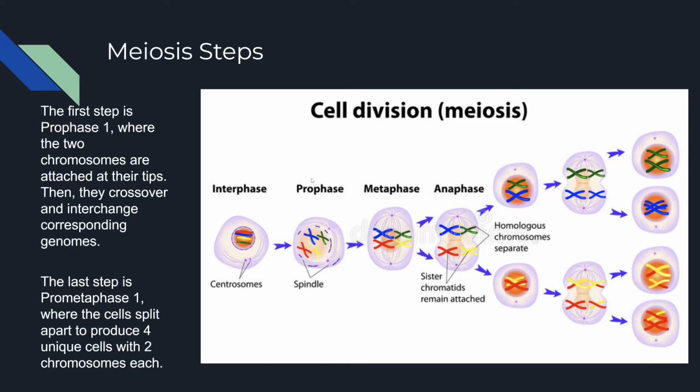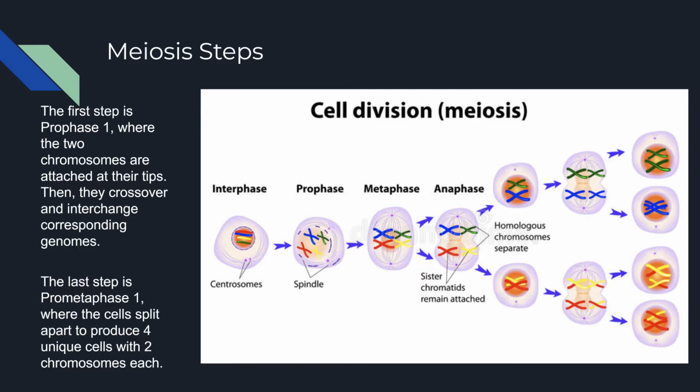Meiosis steps. The first step is prophase 1, where the two chromosomes are attached at the tips. Then they cross over and interchange corresponding genomes. This creates variety. The last step is prometaphase 1, where the cells split apart to produce four unique cells with two chromosomes each. So we have interphase, prophase, metaphase, anaphase, just like mitosis.